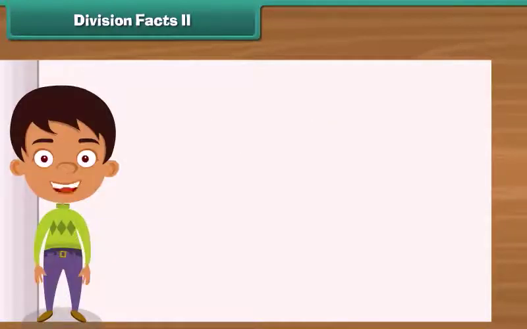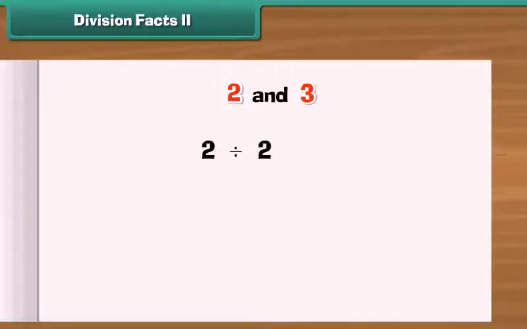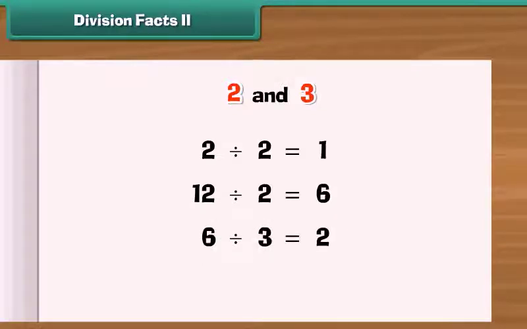Division Facts 2. Let us learn the division facts of 2 and 3. 2 divided by 2 is 1. 12 divided by 2 is 6. Similarly, 6 divided by 3 is 2.